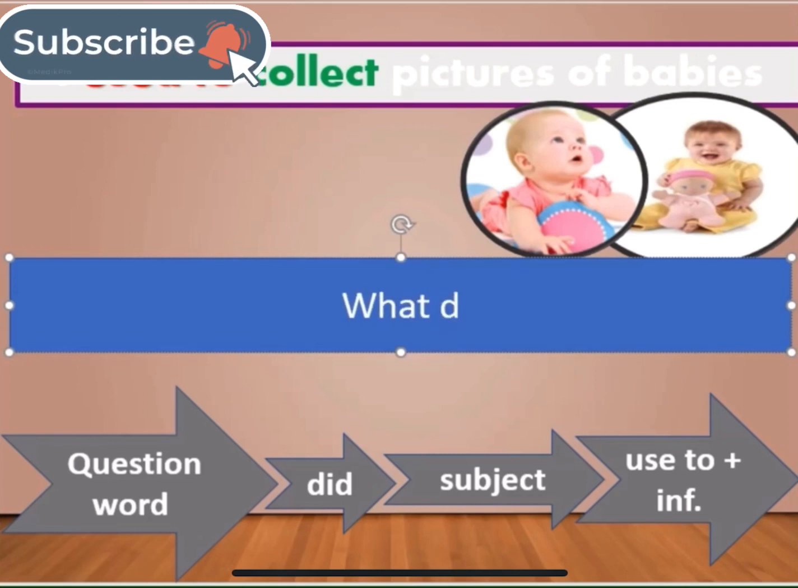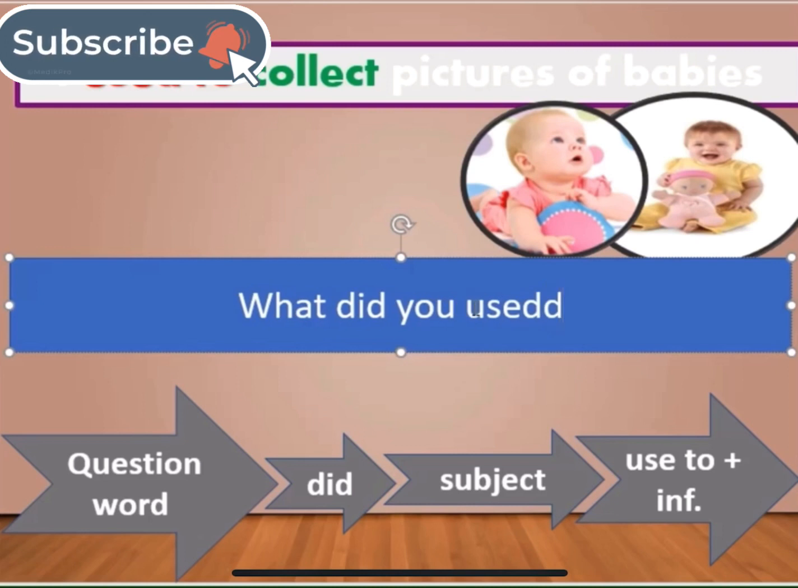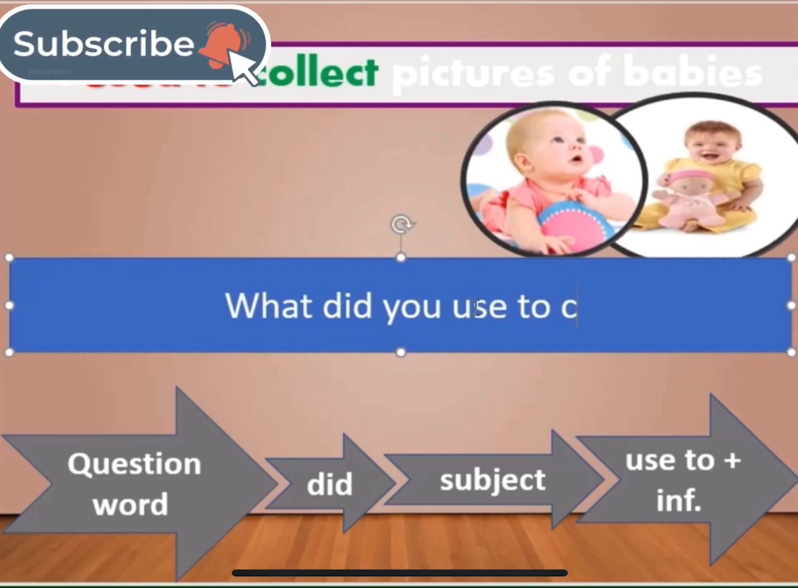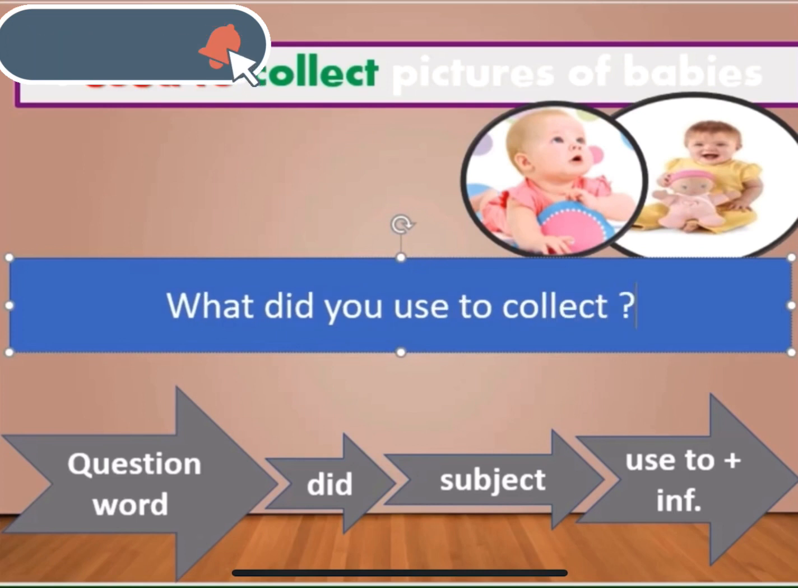After that, we are going to write did, what did, and the subject, here the I, is going to turn into you. What did you, the infinitive, use to collect? Excellent. And the question mark. What did you use to collect? I used to collect pictures of babies. Very good.